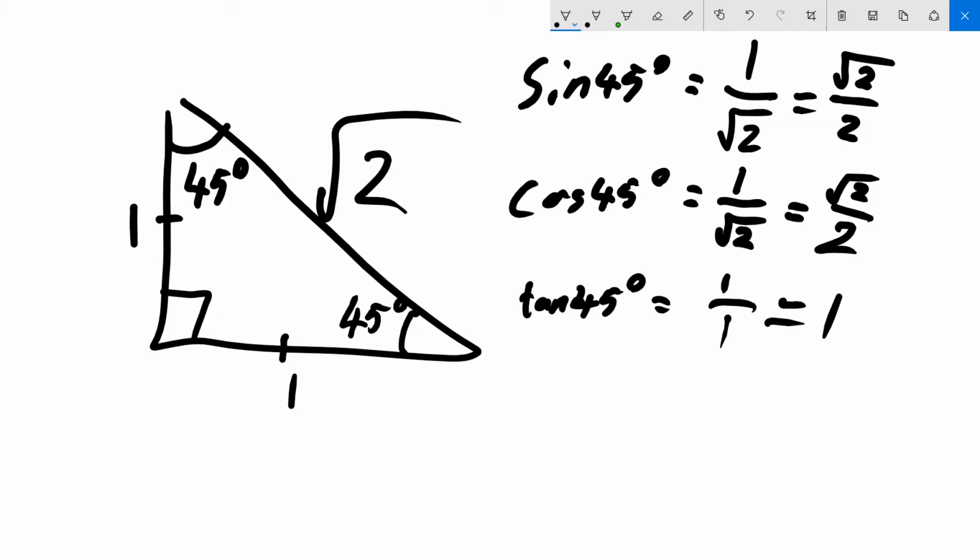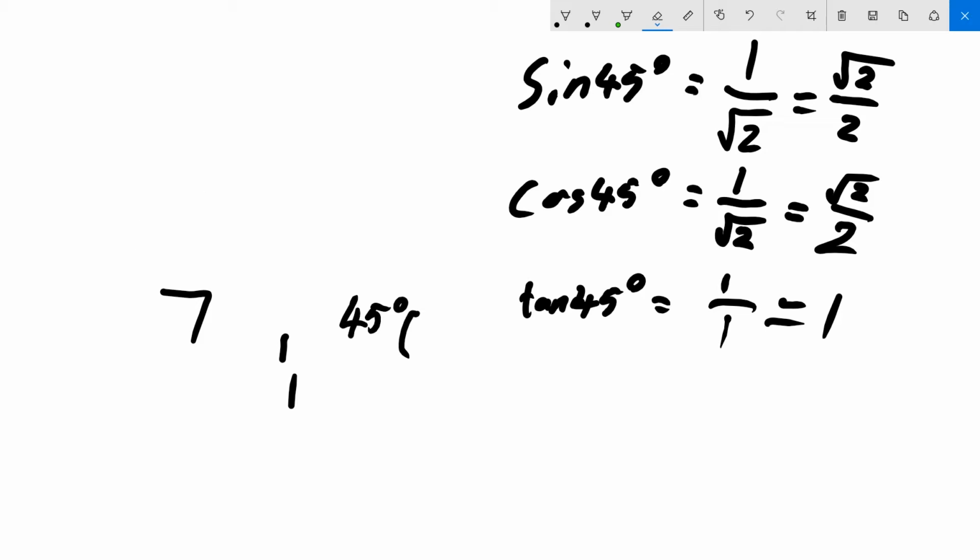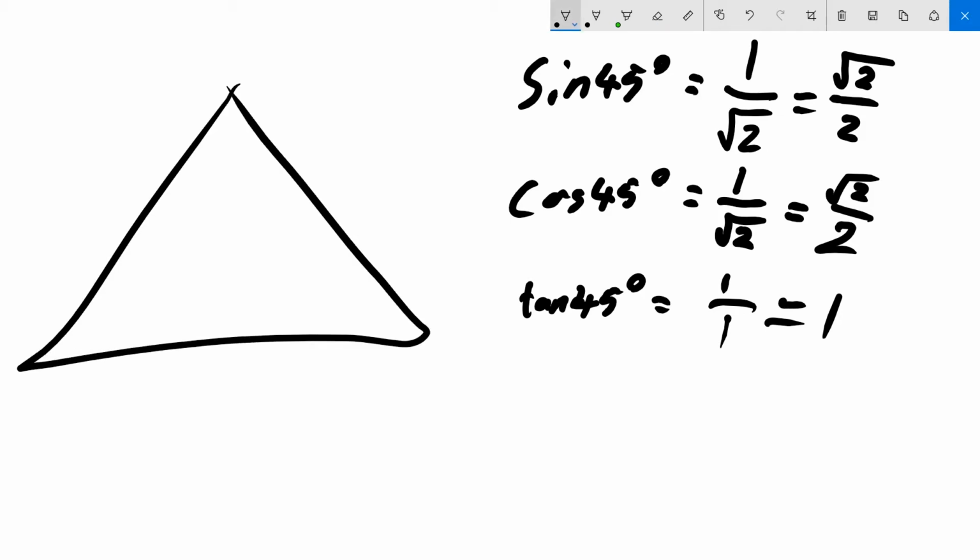Now let's look at a different triangle, a 30, 60, 90 triangle. How are we going to get a 30, 60, 90 triangle and work out its lengths? The way we're going to do that is we're going to start with an equilateral triangle. Here's our equilateral triangle, and what we know is all these sides are the same, all of these angles are the same, and that's what an equilateral triangle is.